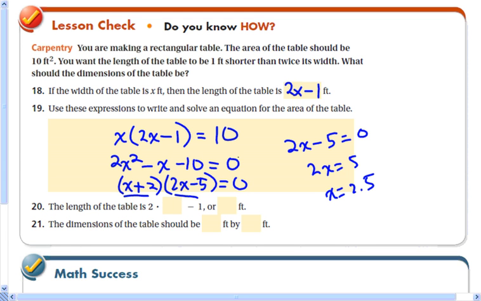So the length of the table is 2 times 2.5 minus 1, or 4 feet. And the dimensions of the table are 4 feet by 2.5 feet. All right, that's the end of this lesson.